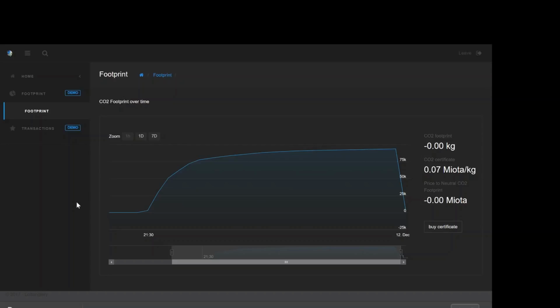I think there are a lot of business models and opportunities coming here after you have this very cheap and efficient way of tracking emissions using the Tangle. So I hope you like the project, and yeah, that's basically it.